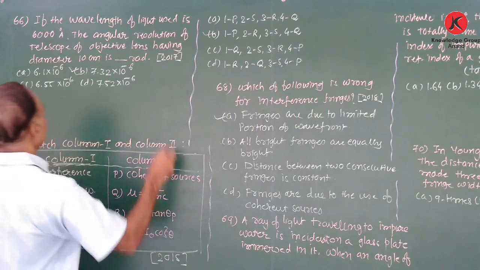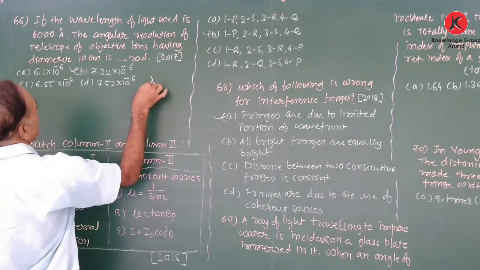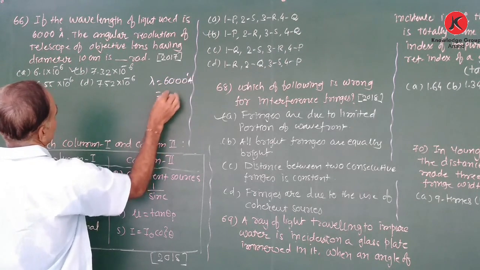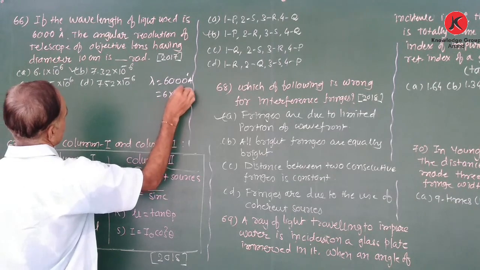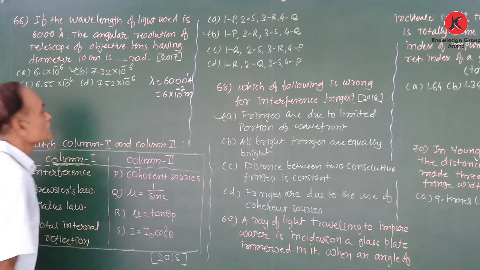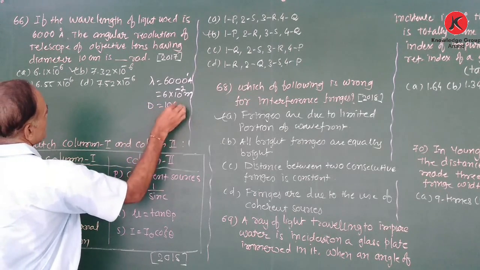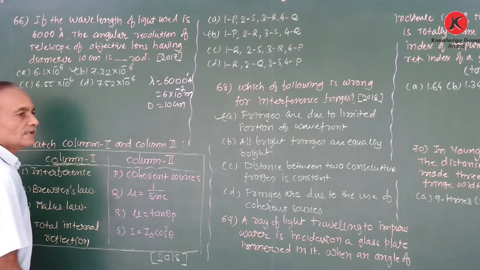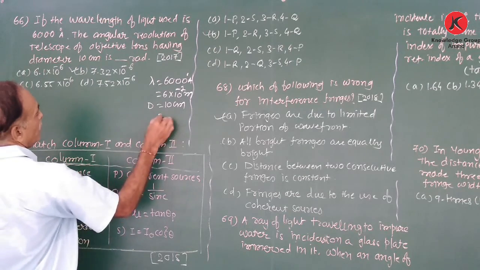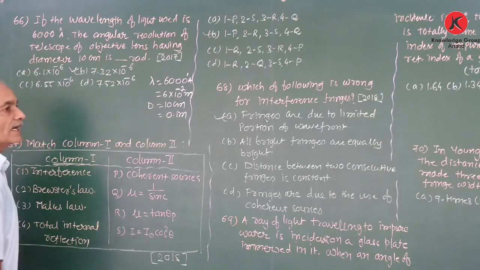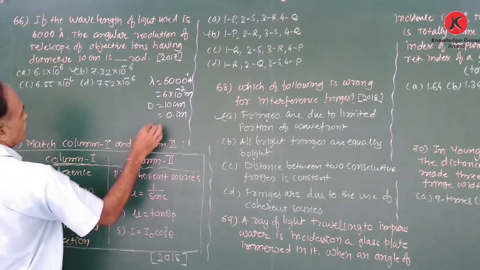For that purpose, the wavelength is given, lambda is equal to 6,000 angstrom. Therefore, 6 into 10 to the power minus 7 meter. Here the diameter is given as 10 centimeter, so it is equal to 0.1 meter. What is the angular resolution?